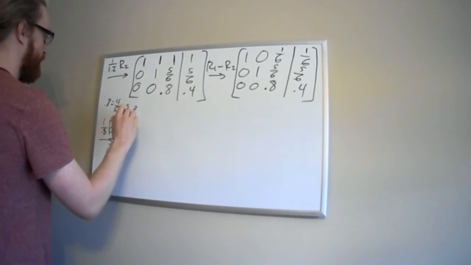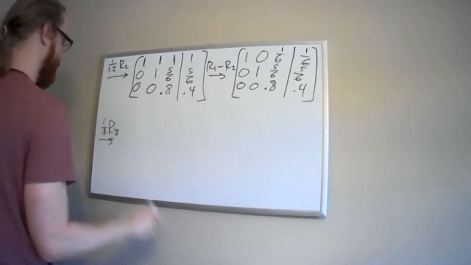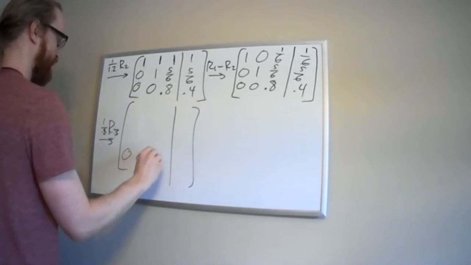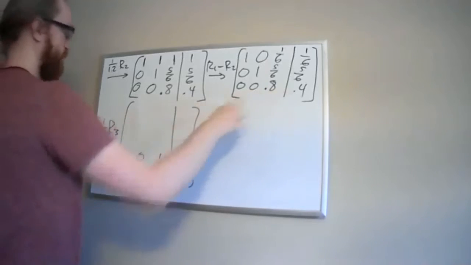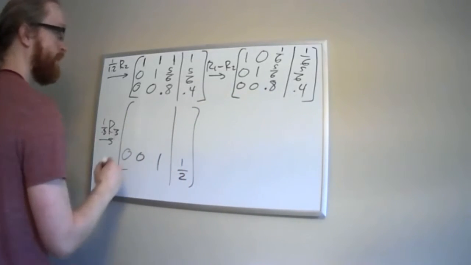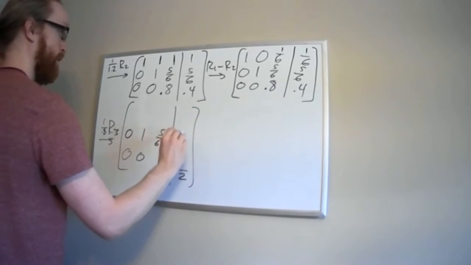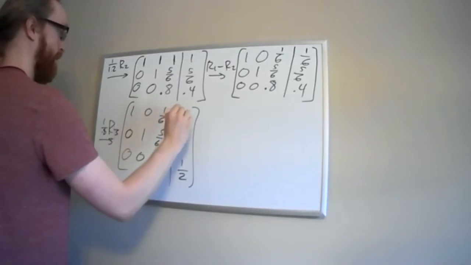That's 2/5. So anyway, the point I'm going to make here is that you should check this yourself if you don't believe me. If I divide the last row by 0.8, this will become a 1 because I'm dividing by itself. 0.4 divided by 0.8 is 1/2, 0.5. Work that out yourself if you don't believe me. But that is what that is.